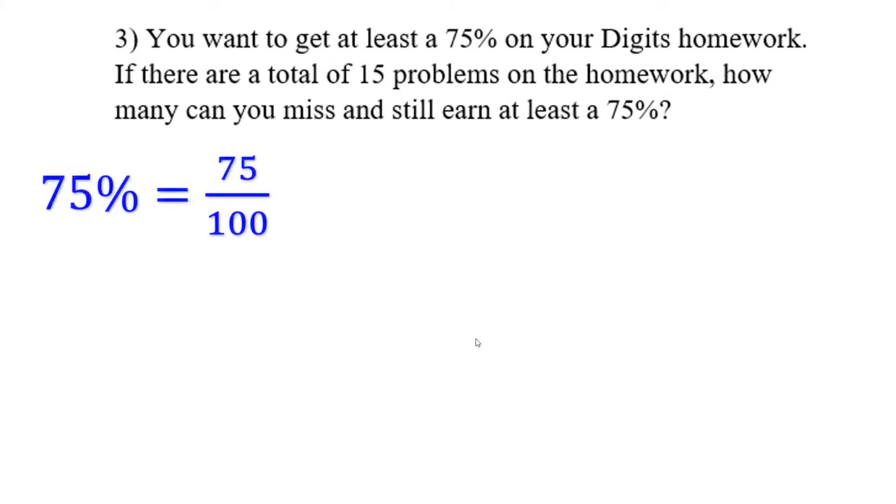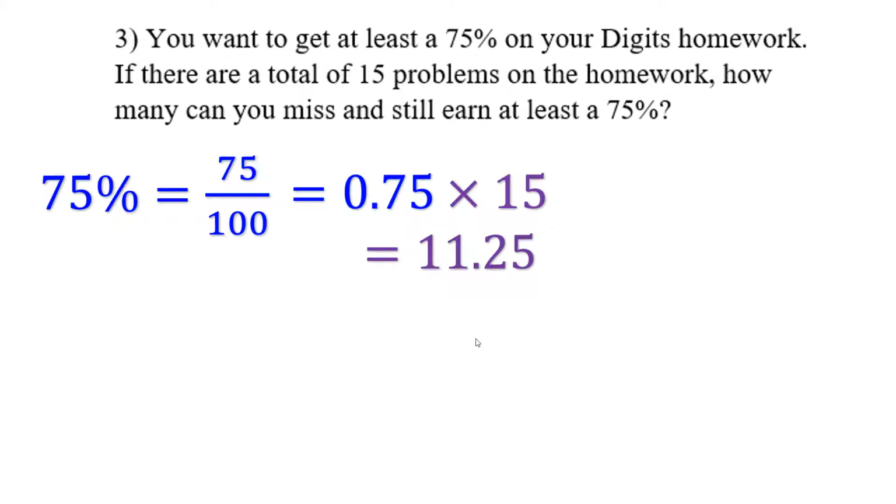So in this case, 75% is the same thing as 75 over 100. 75% means 75 per 100, or 75 hundredths. So 75% as a decimal is 0.75. If we want to get 75% of 15 problems, we take 0.75 and multiply by 15. That will be 11.25. Now, you can get partial points on digits, like if you got half a problem wrong, but we're going to talk about the case where there aren't multiple parts to a problem.